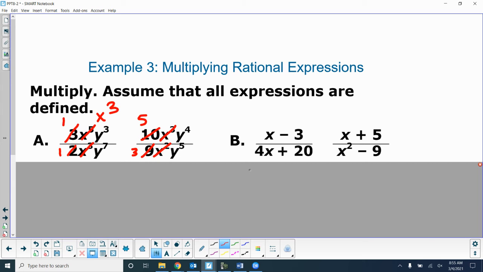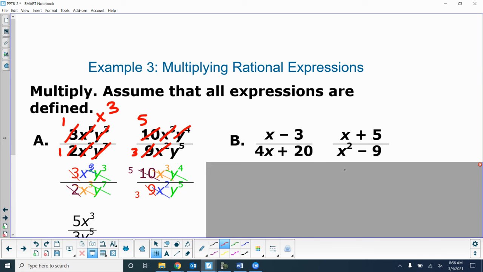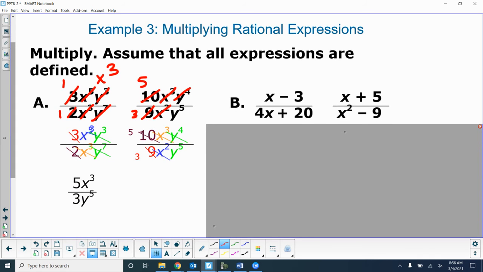So x's stay up top. Y's, I got how many in the top? 7. How many in the bottom? 12. So these 7 could all cancel, right? And I got 5 left in the bottom. So my answer is 5x cubed over 3y to the 5th. It says assume that all expressions are defined. That means I don't have to write the restrictions, right?